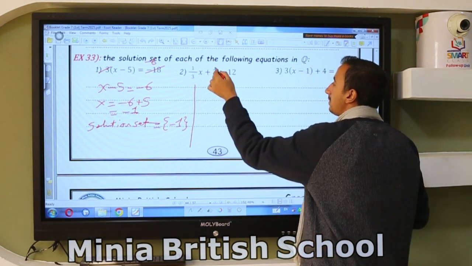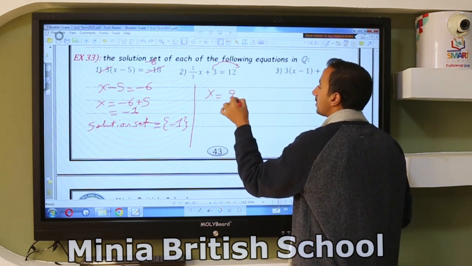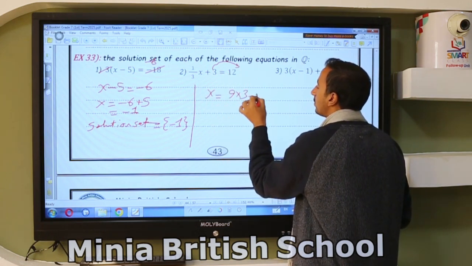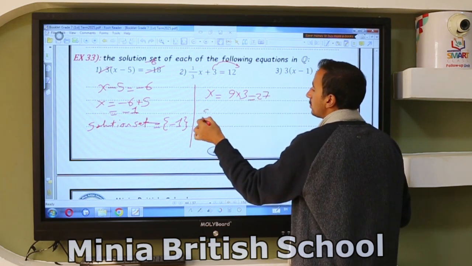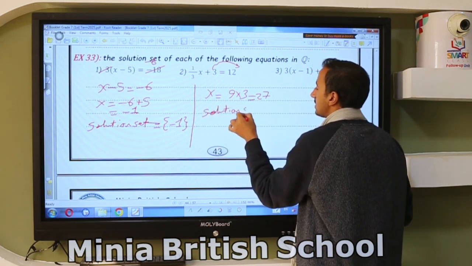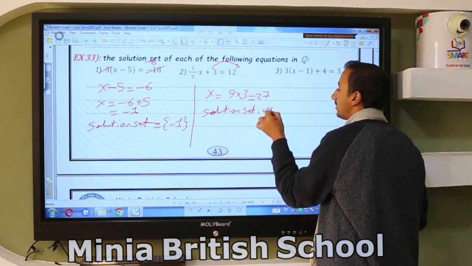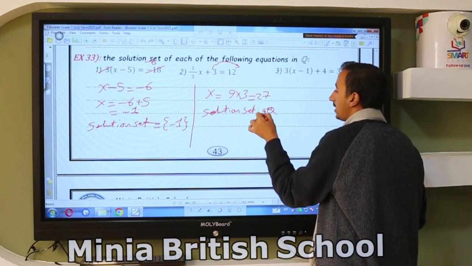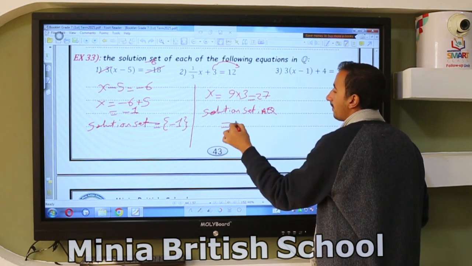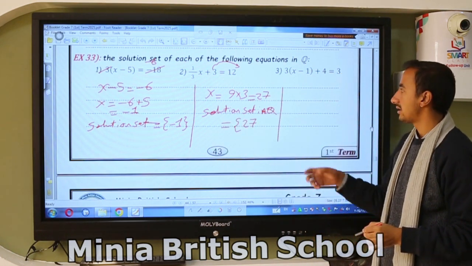Here 1/3 x equals 12 minus 3 equals 9. So x equals 9 times 3, it will be 27. It belongs to the solution set in Q, equal to 27.